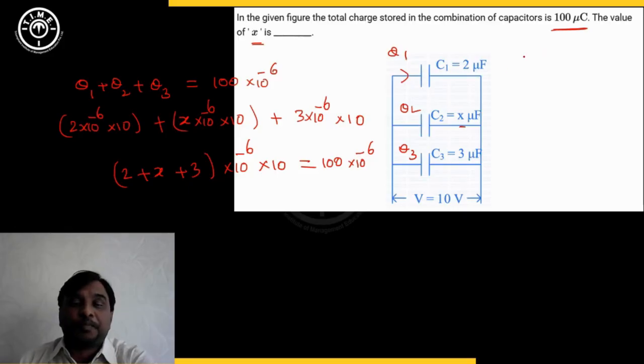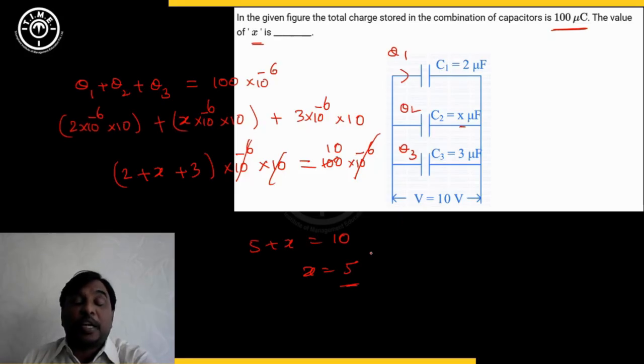That's what mentioned here. So 10 power minus 6, 10 power minus 6 gone. So you are left with the 10. So the answer is 5 plus x is equal to 10. Then x is equal to 5. He asked only x. Already given x is in μF. Don't write 5 into 10 power minus 6. This x value is the 5. Right? Every time don't expect like connecting and finding effective capacitance only. Not like that.